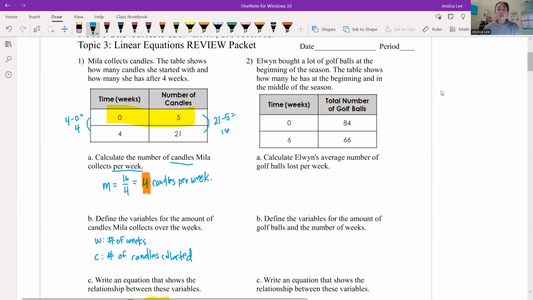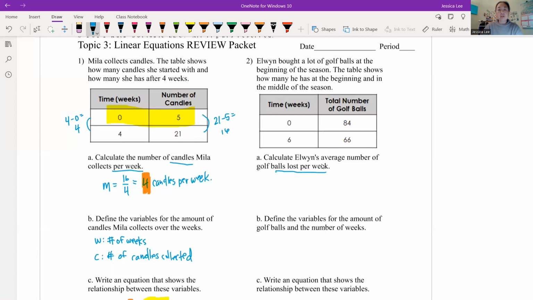Let's go right here. So here we're talking about Elwin. Elwin bought a lot of golf balls at the beginning of the season. The table shows how many he has at the beginning, right here, 84 golf balls, and in the middle of the season, which is after 6 weeks, he had 66 balls. As you can see, he's losing his golf balls. Sad days. So again, it says calculate Elwin's average number of golf balls lost per week.